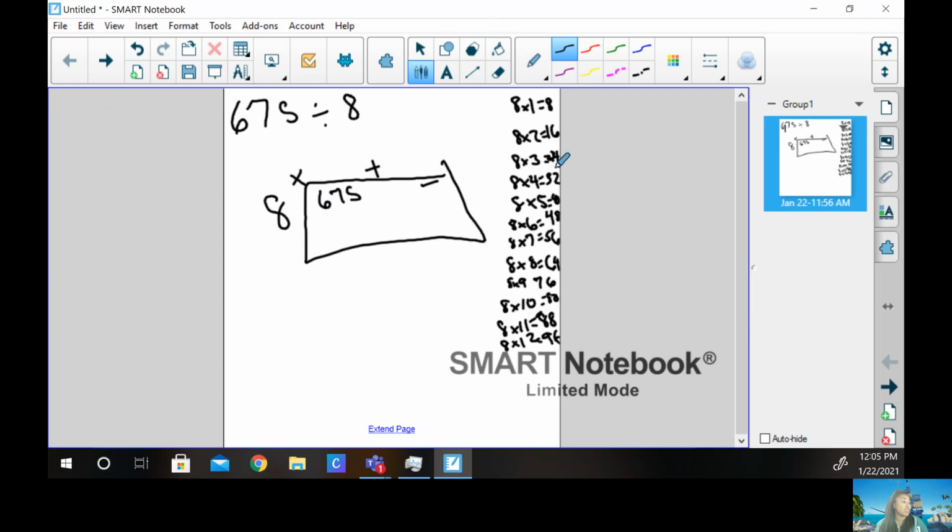675. Well, this little cheat sheet that I have right here is really helpful because I can go over, and we call this basic math. I can look and see what basic math is going to get me close to 675 without going over. Well, I see that 8 times 8 is 64. So that's my basic math. 8 times 8 equals 64. And I know that if 8 times 8 equals 64, then 8 times 80 will equal 640.